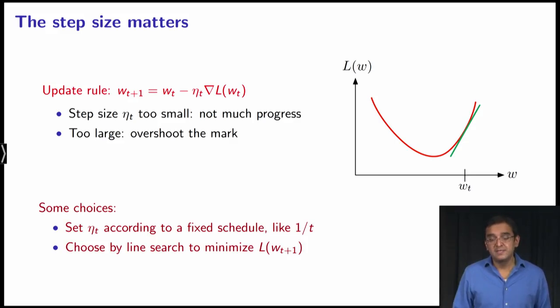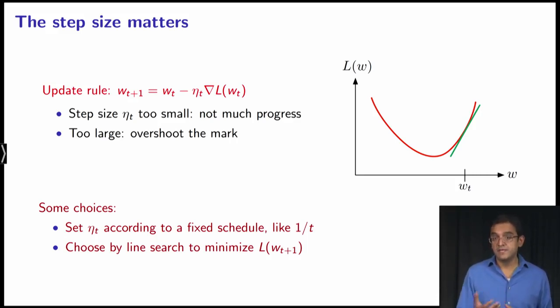Now, unfortunately, there's no straight answer to this. Different people have different ways that they like to set this constant. And all I'm going to do here is to put out two alternatives. One thing that one could do is to set this step size, eta, to some fixed schedule, like setting eta t to be 1 over t. In fact, a lot of the mathematical analysis of gradient descent assumes something like this.